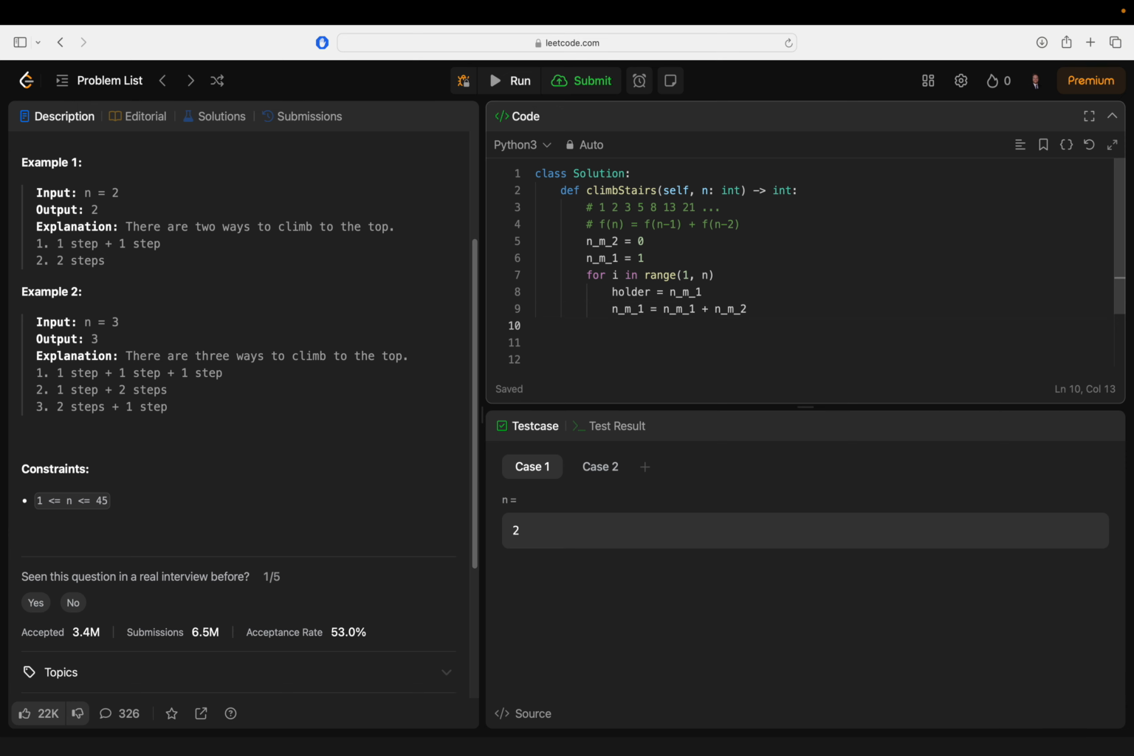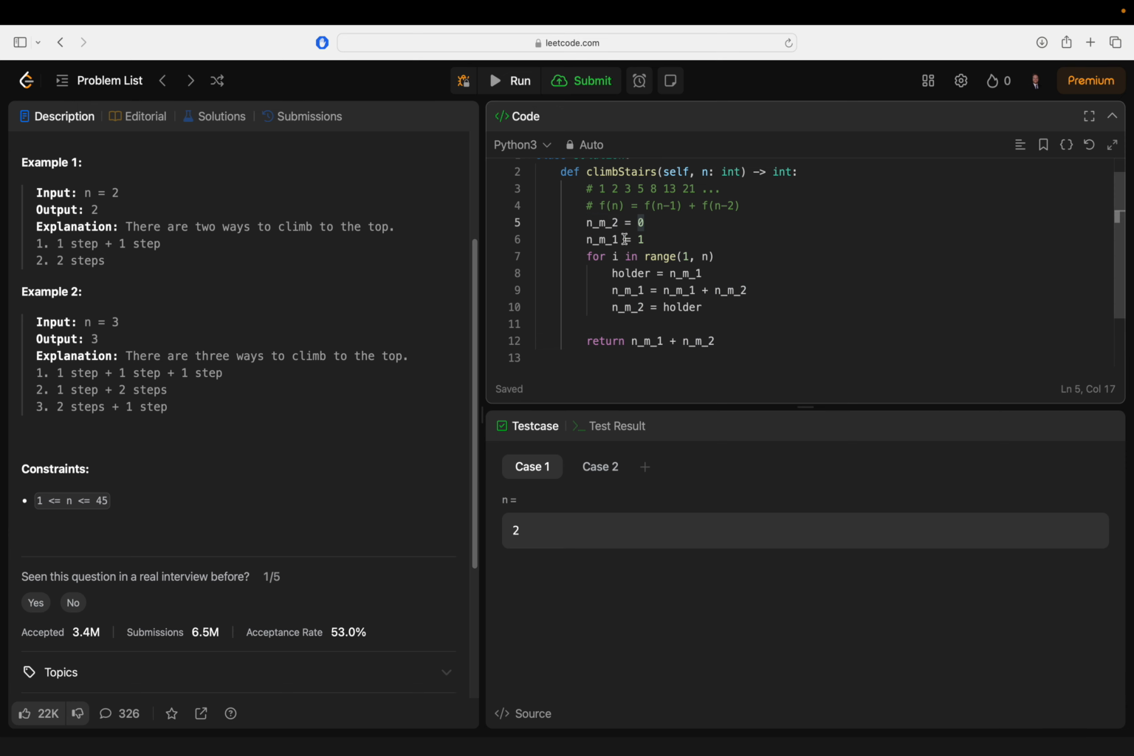Okay. And now NM2, a little musical chairs sort of, equals holder. Okay. And then return NM1 plus NM2. Sorry, my brain is moving slow as I'm working on this one.